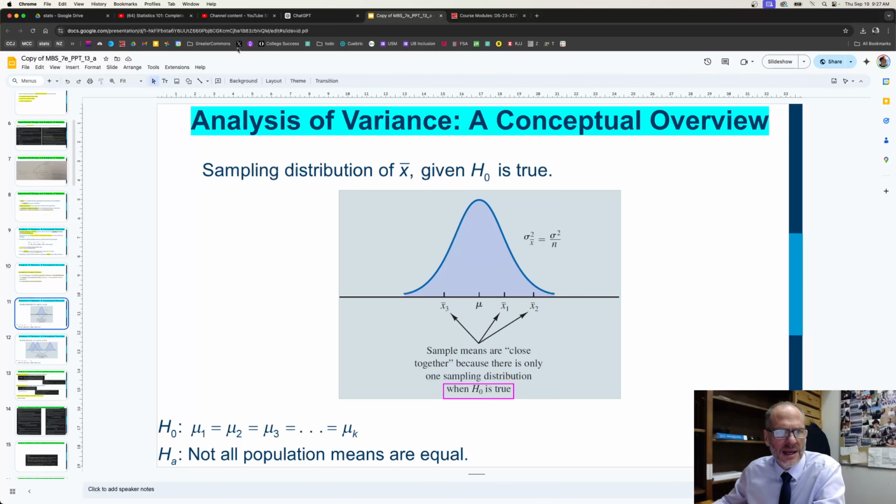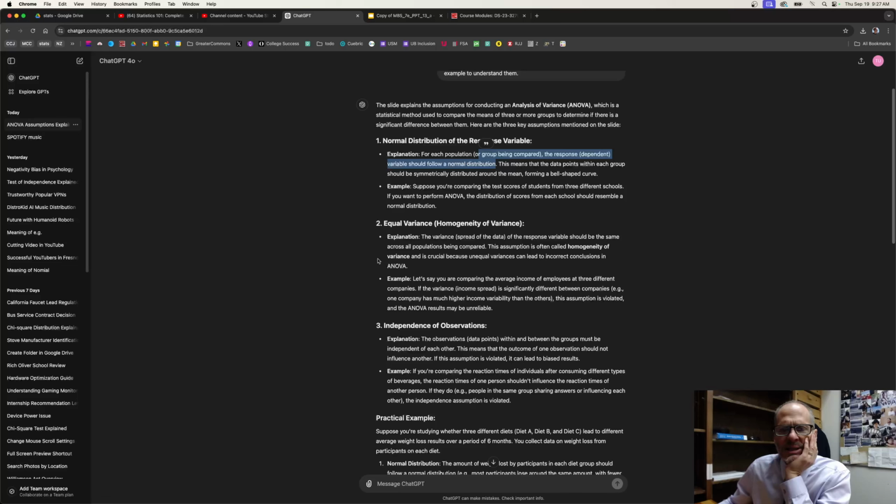So that's kind of the idea there. Let's finish reading what ChatGPT has to say about it. This means the data points within each group should be symmetrically distributed around the mean, forming a bell-shaped curve.